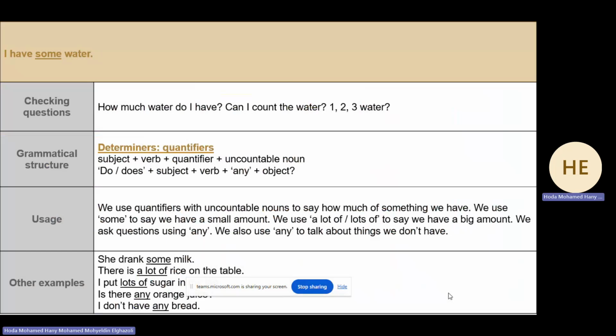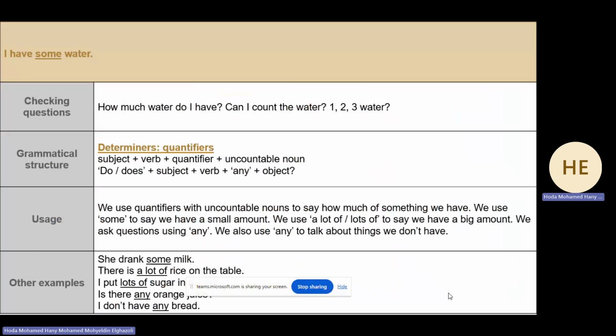We use a lot of or lots of to say we have a big amount. We ask questions using any, and also we use any to talk about things we don't have. She drank some milk, a small amount of milk. Milk is uncountable. There's a lot of rice on the table, a big amount, a lot of, and rice is uncountable. I put lots of sugar, lots of.